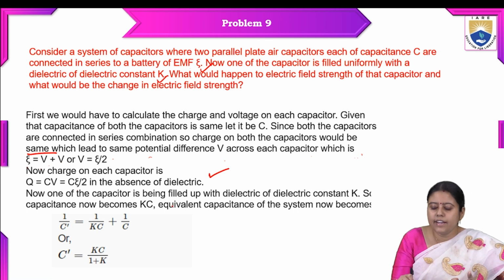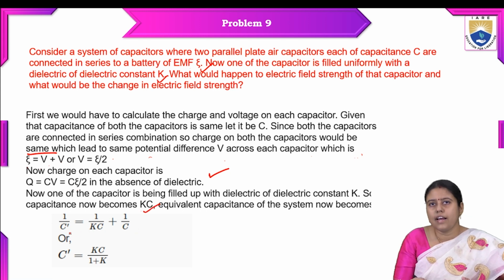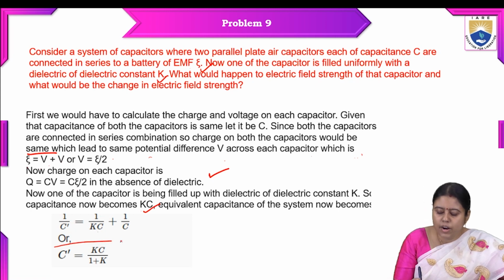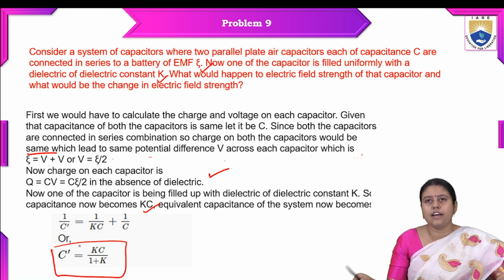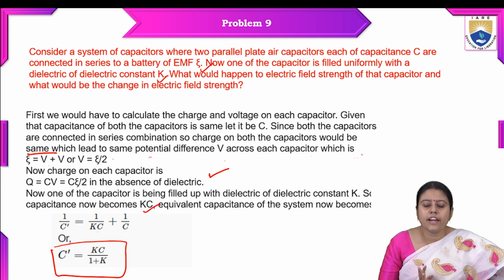Now we are connecting a dielectric here. So one capacitance will change into KC. This is a series connection. So 1 by C dash is equal to 1 by KC plus 1 by C. So what is the equivalent capacitance? C dash is equal to KC by 1 plus K. So this is a GATE problem.